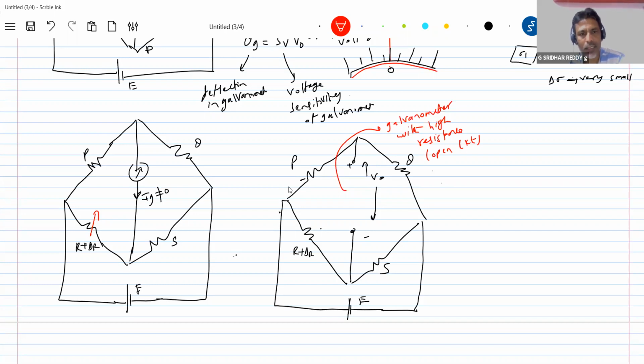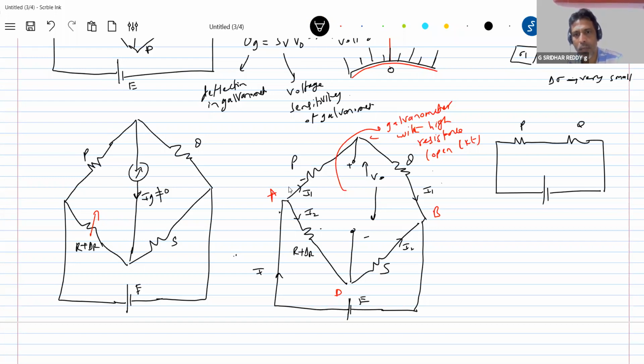Okay, let's calculate the things now. As we know, this is V, A, C, and this is D. The current will flow. Let this be I1. Let this be I2. This is similar to the potential divider formula. Shall I make it separate so that it is easy for you? I want the drop VAC. According to the potential divider formula, VAC is E times P by P plus Q.